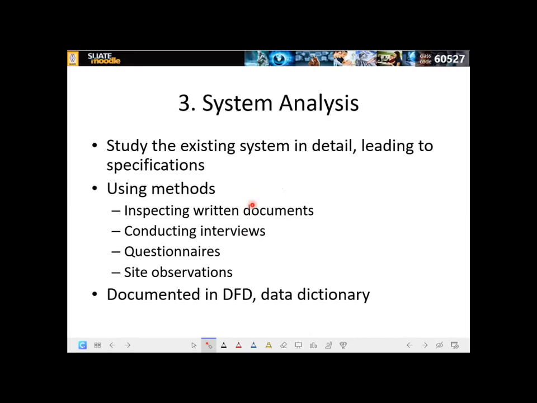Then the third stage is system analysis, right? First stage, we have identified there is a problem and these are the problems. Then we got to know that we need a computerized system, information system, at the first stage. Then we went to the second stage for feasibility study. So under this feasibility study, we identified we can do the system. Right, now we are going to do the system. The third stage is system analysis, which is a really important stage.